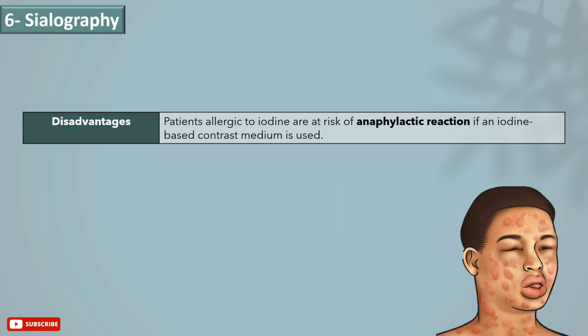A major disadvantage of the sialography is that if the patient is allergic to the iodine or whatever contrasting medium you're using, the patient will be at risk of anaphylactic reaction.